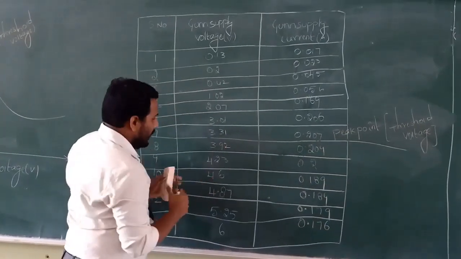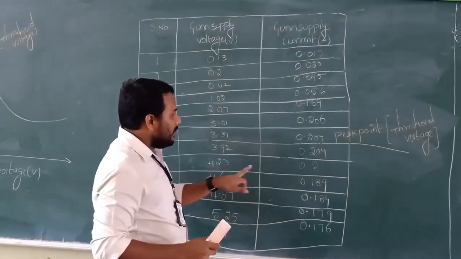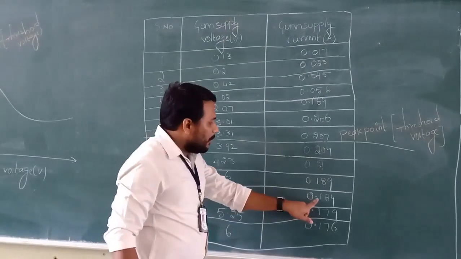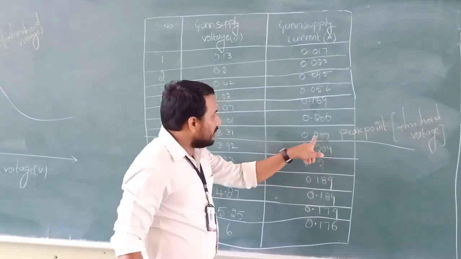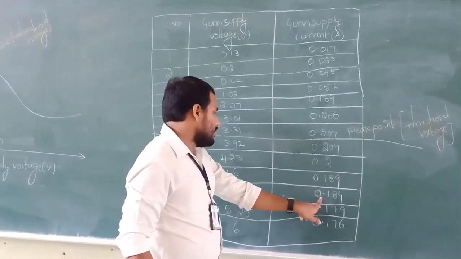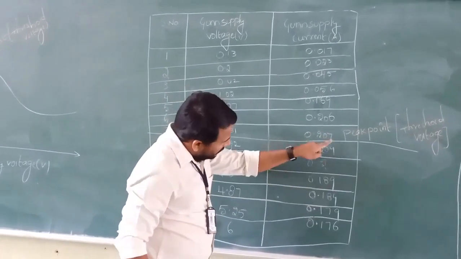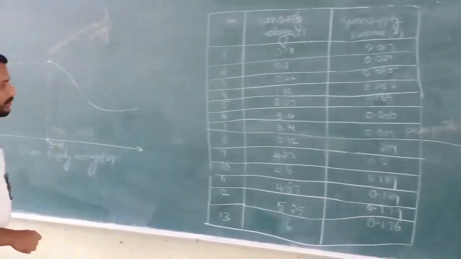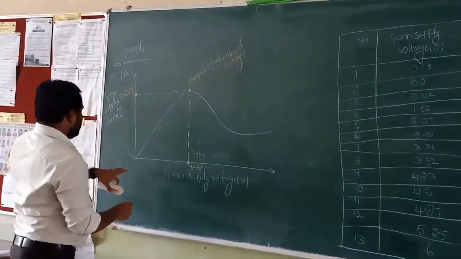Still, if you increase the voltage, at 4.23 it is 0.2, and at 4.87 it is 0.184. Just compare it. The peak point is 0.207, but here it is 0.184, which means it decreases drastically. Let me show the graph of how it looks.